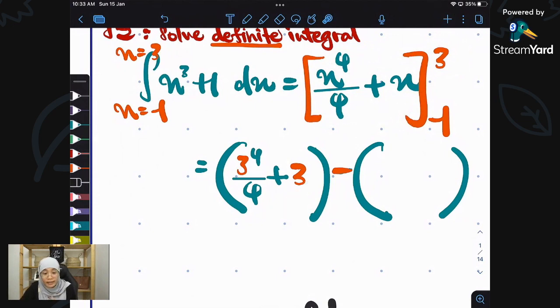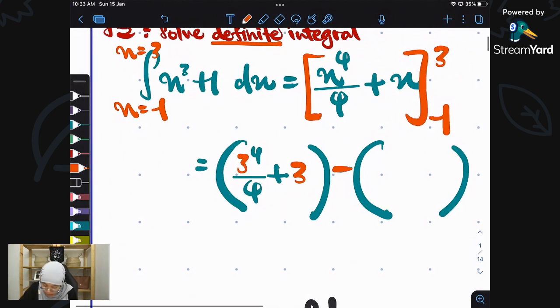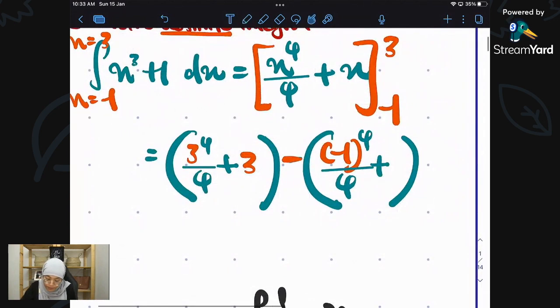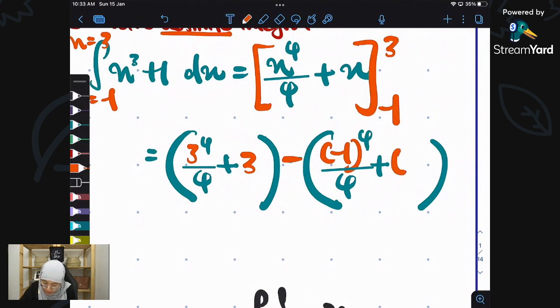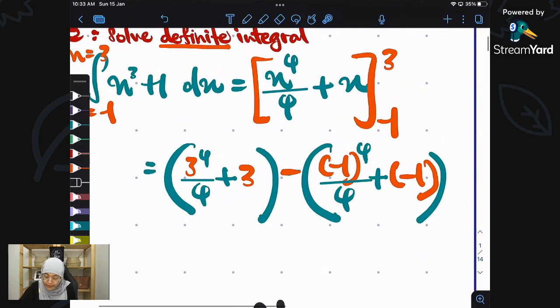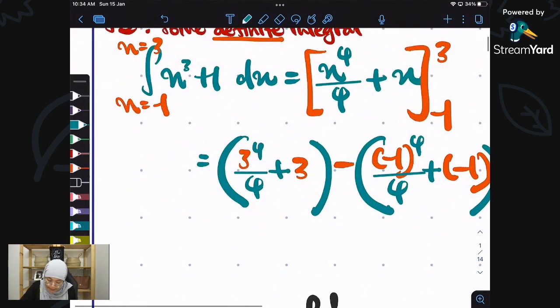And then I minus it with a bracket of -1 to the power of 4 over 4 plus -1. How do I get this? It is just because I bring back the answer there, but I change this x into the value of -1 instead. So this is it. And then I solve this using a calculator and I will get a value of 24.